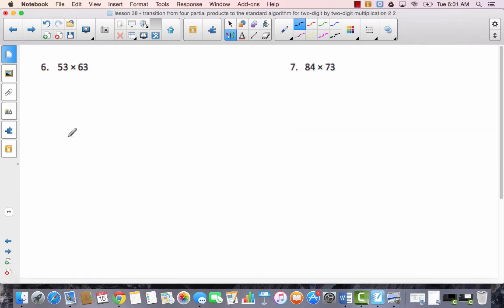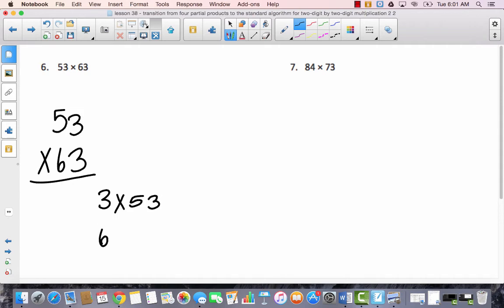Okay, so let's do 53 times 63. So 53 times 63. It wouldn't matter if you put the 63 or the 53 on top, but I just put the 53 first. So this is 3 times 53, and it is 60 times 53. And we're going to add these two partial products together. So I'm going to start with 3 times 53. 3 times 3 is 9. And 50 times 3 is 150, or 15 in this case. We'll add that to the 9.